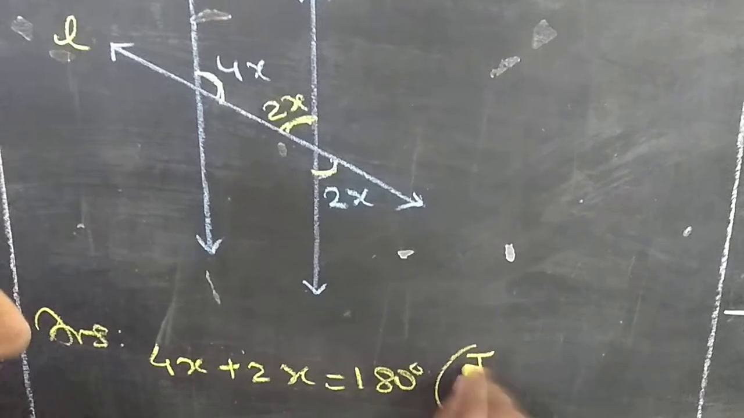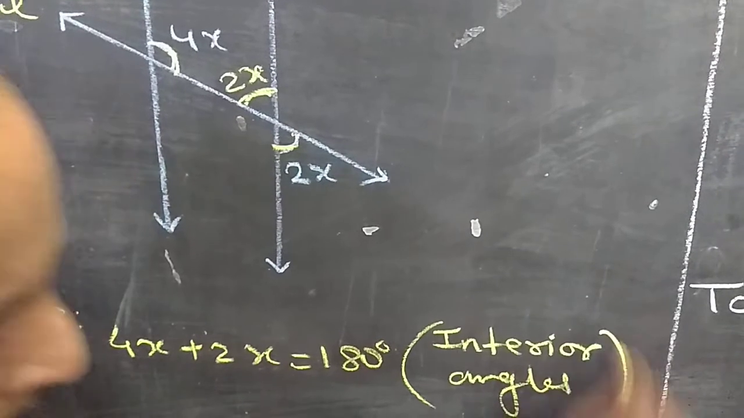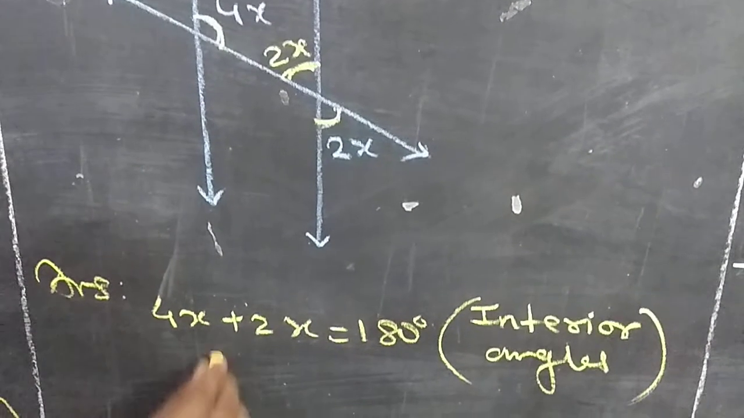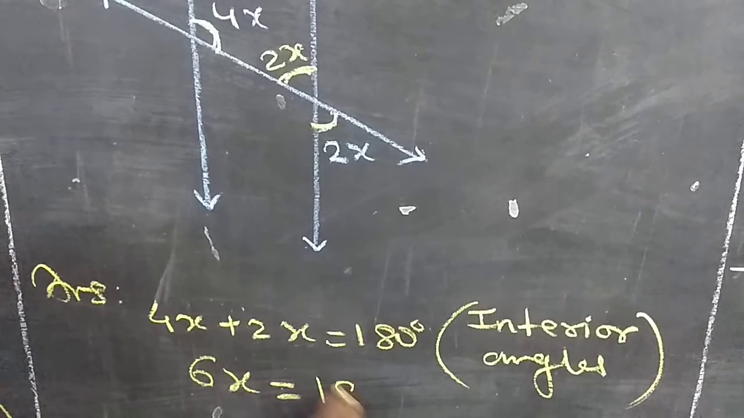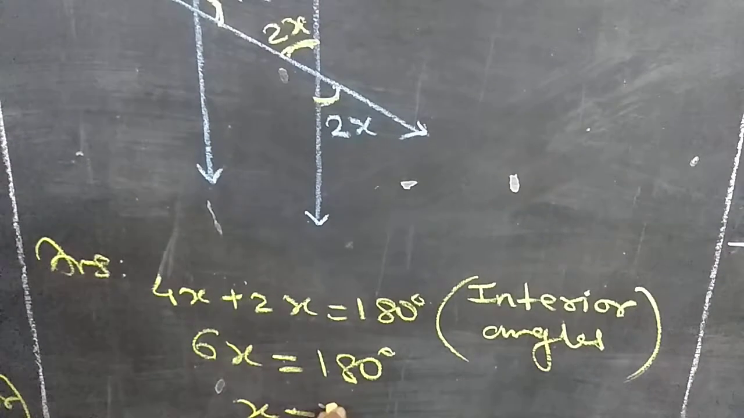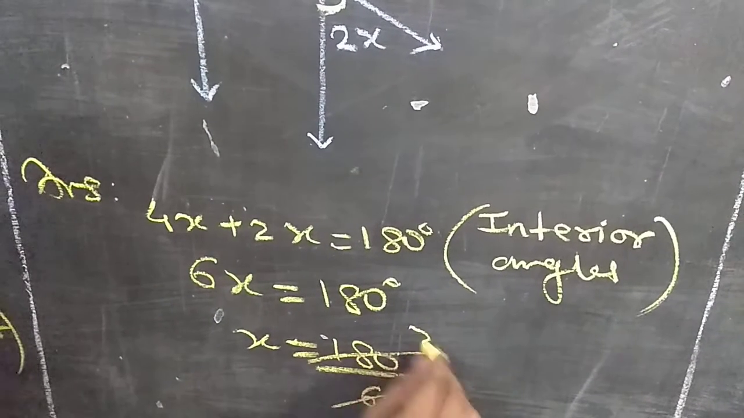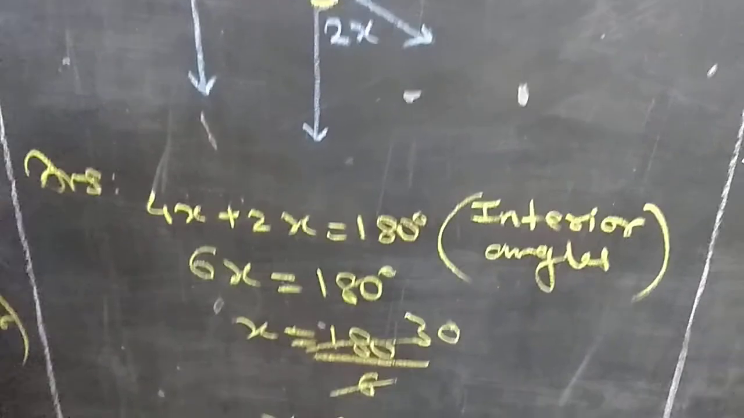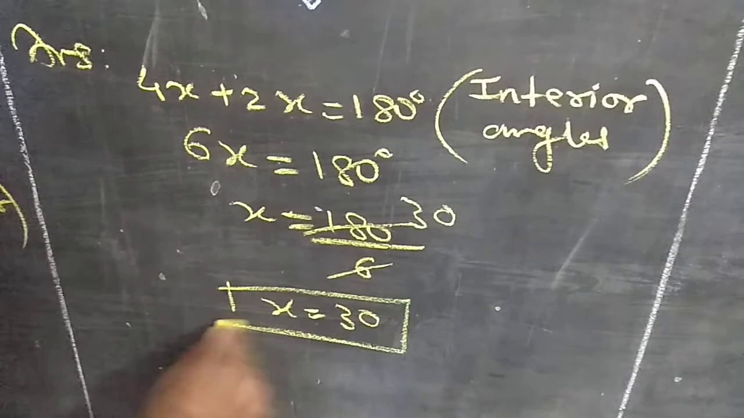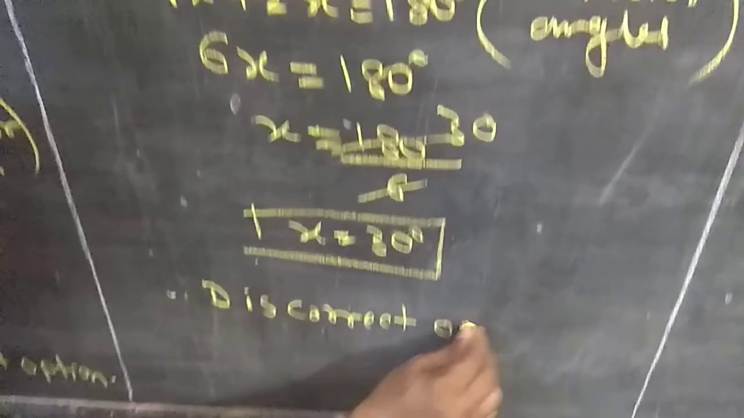Right, here interior angles. Now 4x plus 2x will form 6x is equal to 180. This 6 on the other side will get divided. So 180 divided by 6. 6 1s are 6, 6 2s are 18. So here we got the value of x is 30. So which one is the correct option here? D. So therefore D is the correct alternative or option.